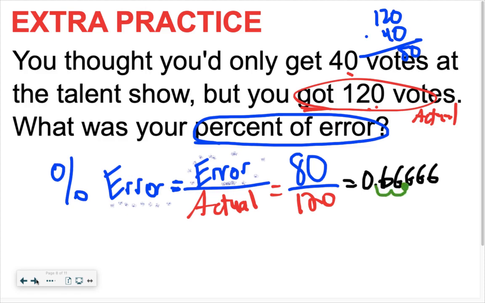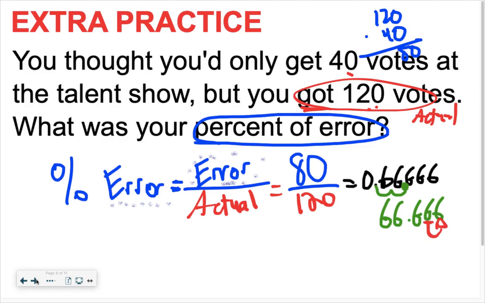change it to a percent. We always move the decimal twice, and then round where they tell you. Did they tell you to round to the nearest whole? Then round to the 66 or 67%. Tenth is the first decimal place. Hundredths, thousandths. Again, if they don't tell you what to do, Mr. Walls says 2. Round to the nearest hundredth.